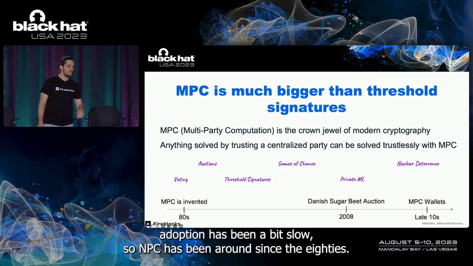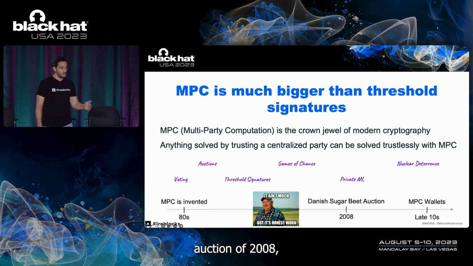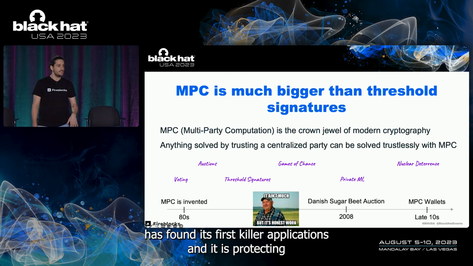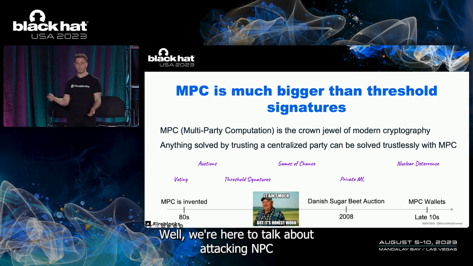So MPC has been around since the 80s. The most significant commercial application was the Danish sugar beet auction of 2008. And with the advent of blockchain technologies, MPC has found its first killer applications, and it is protecting billions of dollars in digital assets. Well, we're here to talk about attacking MPC wallets.